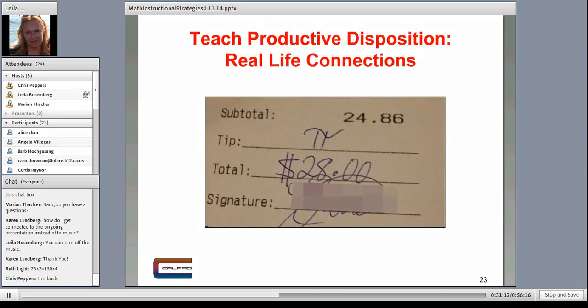Another way to connect math to real life is just to take pictures when you come across it. I love this receipt. The tip was 3.14, so the person just wrote pi. This is a great application of pi.